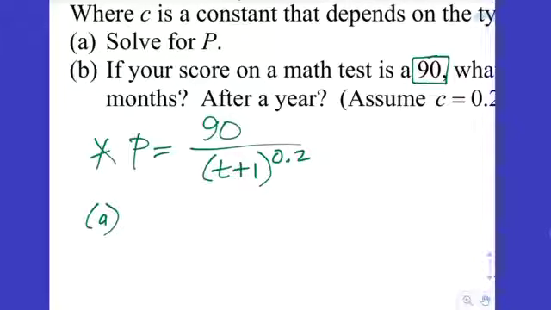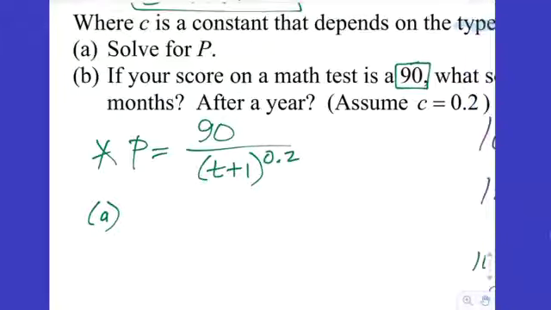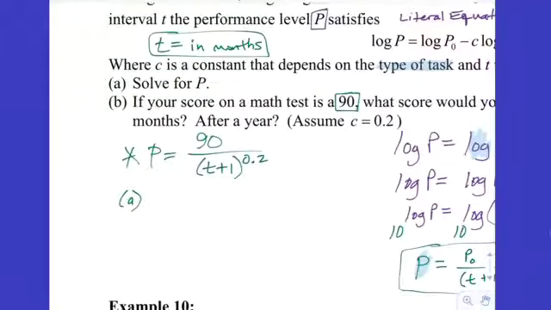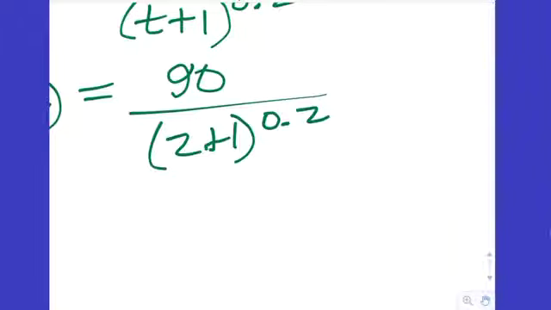All right, so on part A, we're trying to figure out the score after 2 months. So that would be P of 2, essentially. You plug that in, you get 90 over 2 plus 1 to the 0.2 power. So this is where now you can go to your calculator and type it in. And I'll go ahead and do that. If you happen to have a calculator, you can use it. If you don't have one, no big deal.